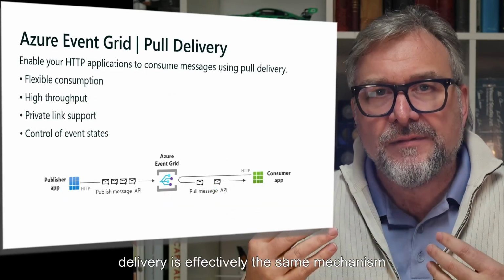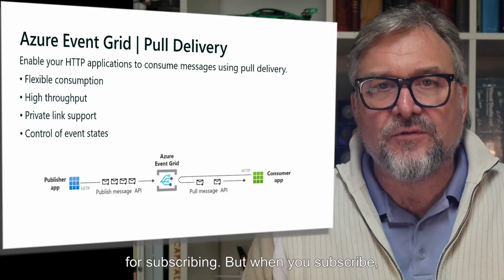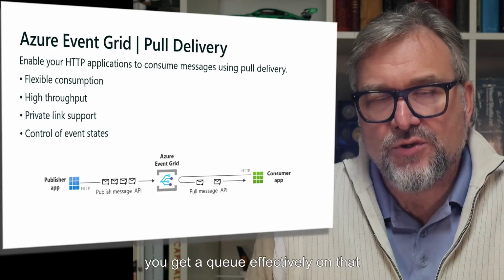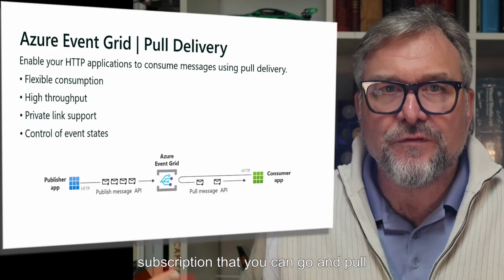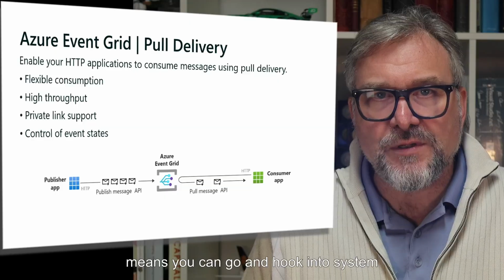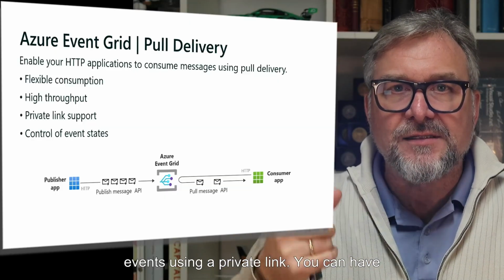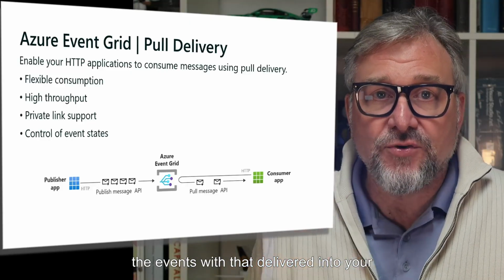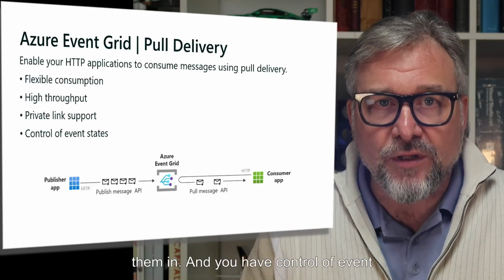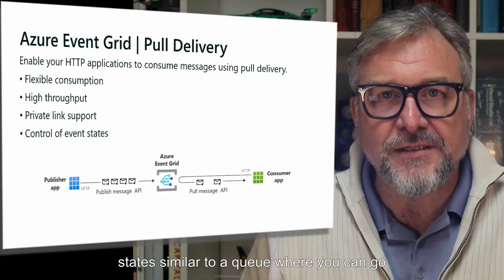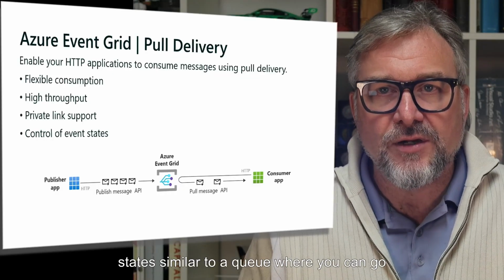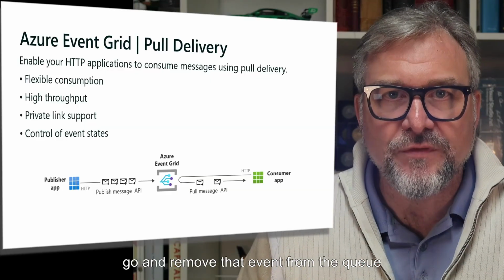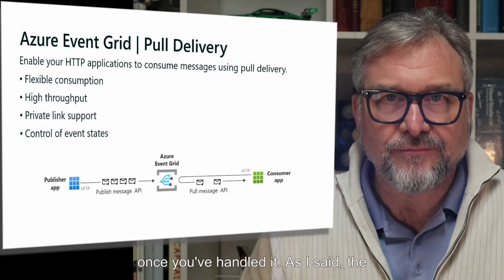Pull delivery is effectively the same mechanism for subscribing, but when you subscribe, you get a queue effectively on that subscription that you can pull from. You have private link support, which means you can hook into system events using a private link. You can have the events delivered into your private isolated environment by pulling them in. And you have control of event states similar to a queue, where you can fetch the event, work on it, and then remove that event from the queue once you've handled it.